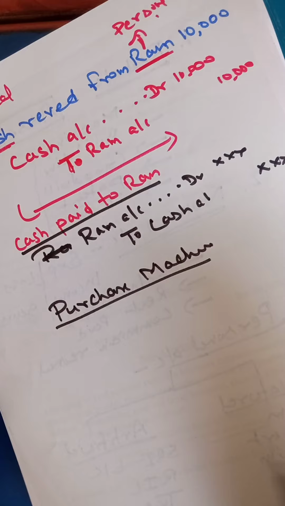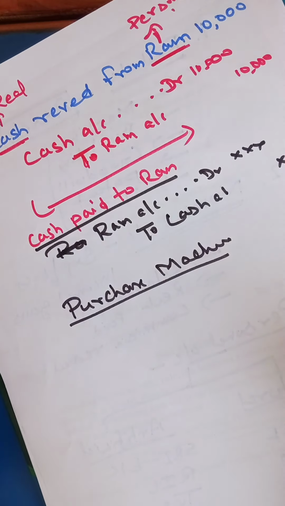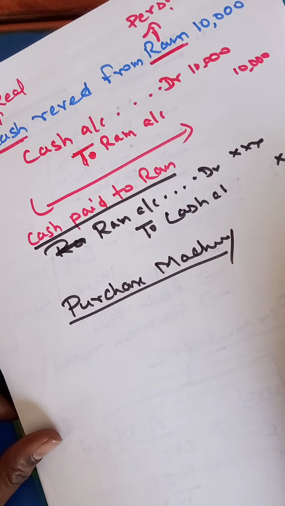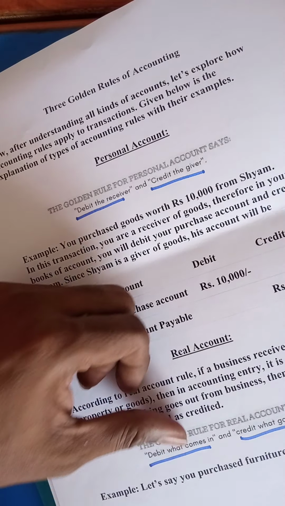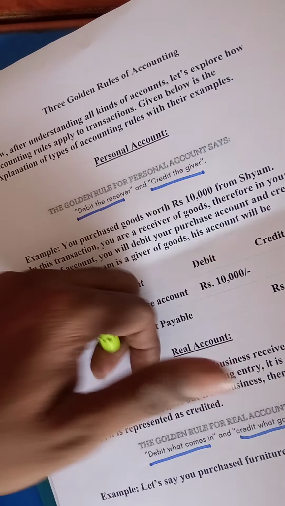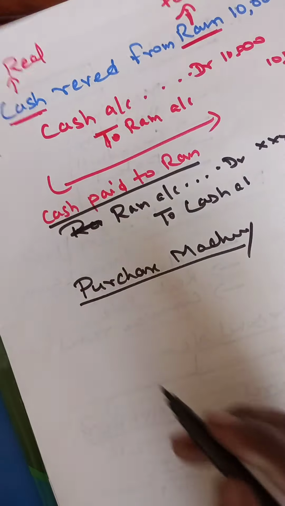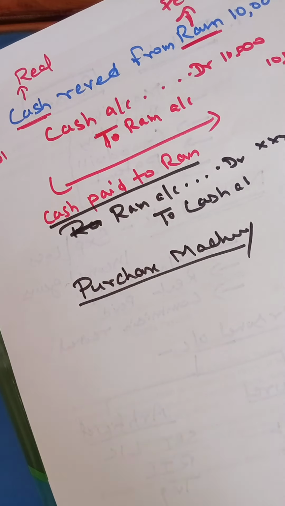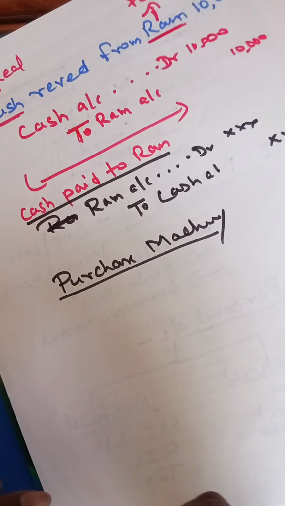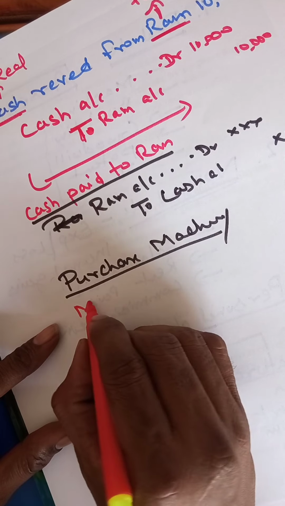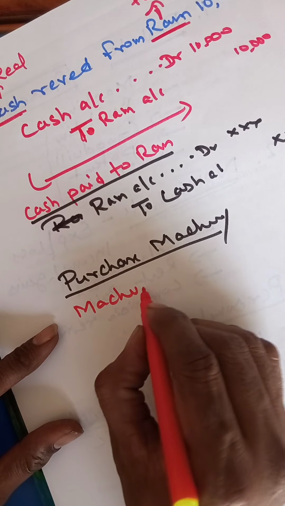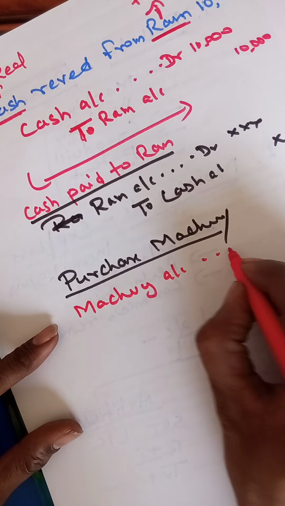Okay, how will we write it? Machinery purchase. Machinery is an asset. What is the rule for machinery? What comes in is debit, what goes out is credit. If we purchase the machinery, what comes in? Machinery comes in. We have to write machinery account debit.